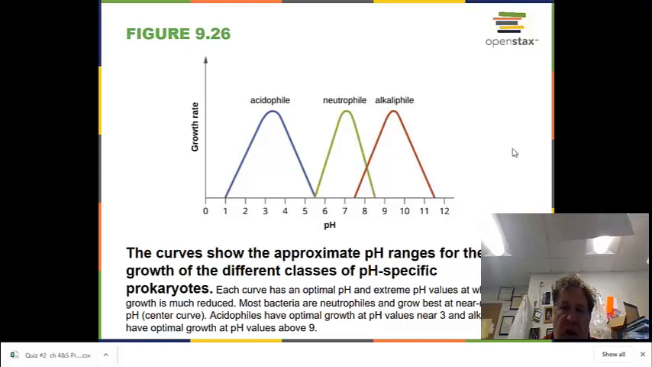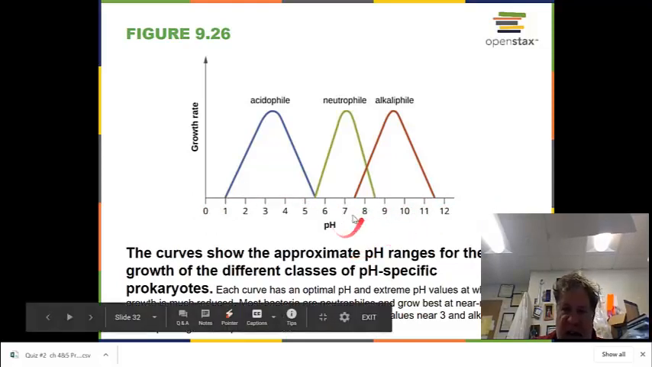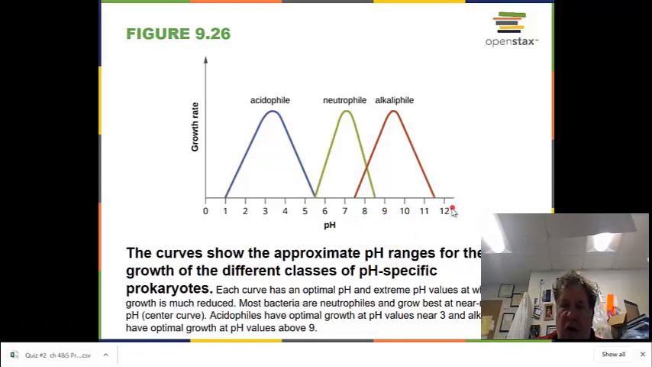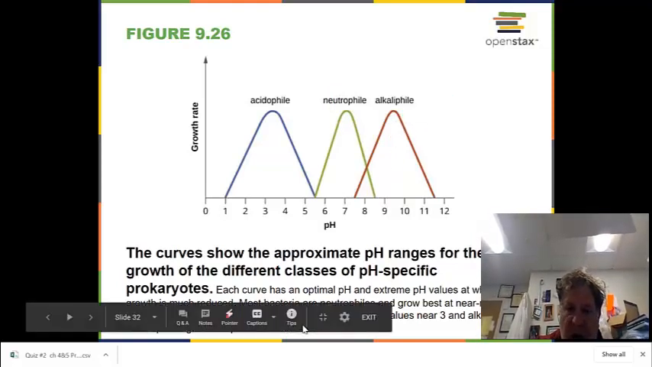And what this is showing you here is the pH curve, going from 0 to 12. Again, we're looking at, I think, the inverse pH. So at 12, there's very little hydrogen ions present. At 1, there's lots of hydrogen ions. An acidophile is an organism that tends to like to grow in acidic environments. A neutrophile tends to grow in neutral environments, and an alkalophile tends to grow in alkaline environments, typically above 9.